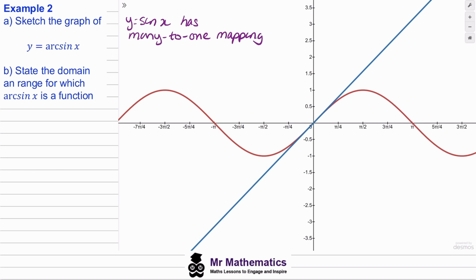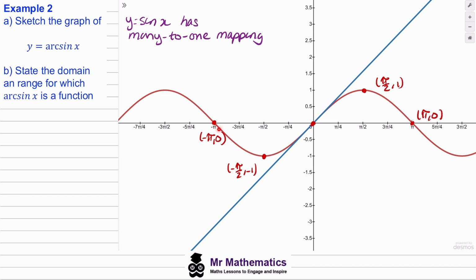So if we choose some points on sine x, we'll have -π, 0, -π/2 and -1. We'll use the origin, π/2 and +1, and π, 0.